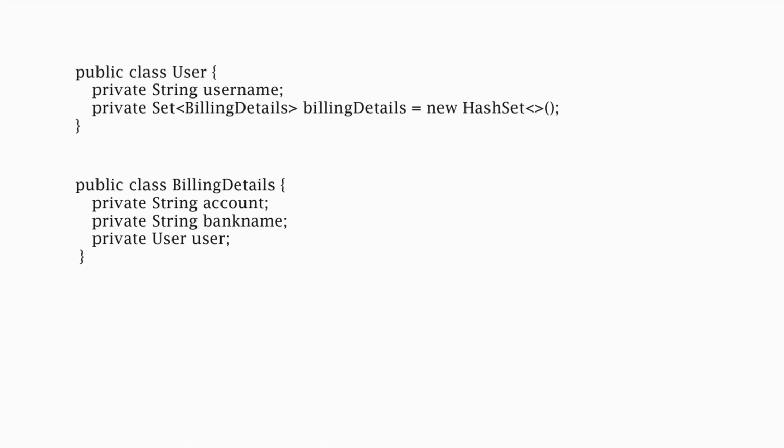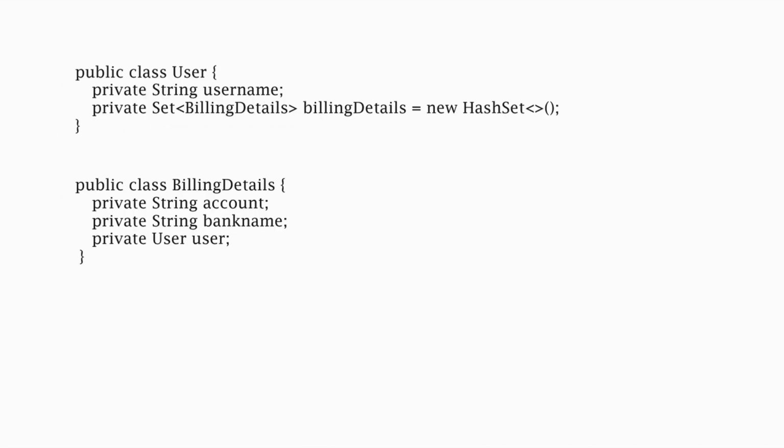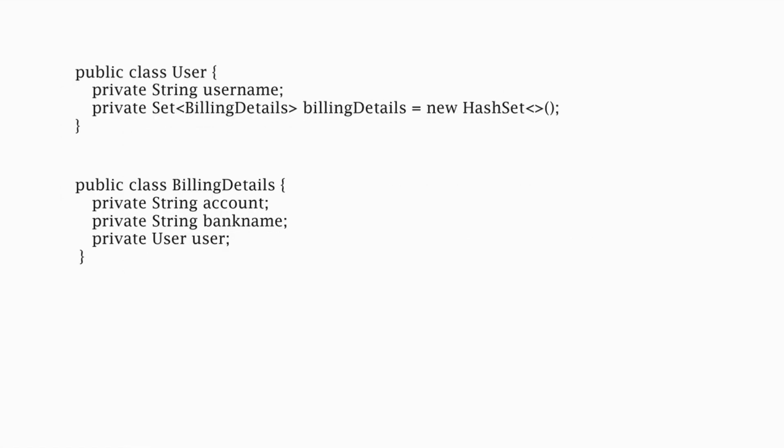Now think about it, how to create an association in database tables. So here I have two tables, the users table and the billing details table. In the billing details table, I have created a foreign key constraint, username, so that I can have an association with the user table. So if you see here, a user can have multiple billing details. So this association is a one to many association.